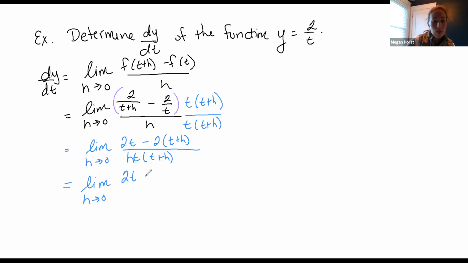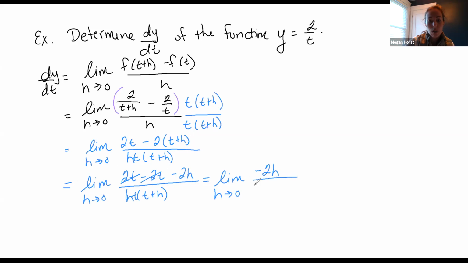So now in my numerator, I have 2t subtract 2t, subtract 2h, all over h times t times t plus h. I'm going to move to the right just because I'm running out of room. Notice my 2 t's cancel, so I'm left with the limit as h approaches 0 of negative 2h all over h t times t plus h. And now we see that these h's can cancel. So I now have the limit as h goes to 0 of -2 over t multiplied by t plus h. So now I can sub in 0 for h and I'm good to go.